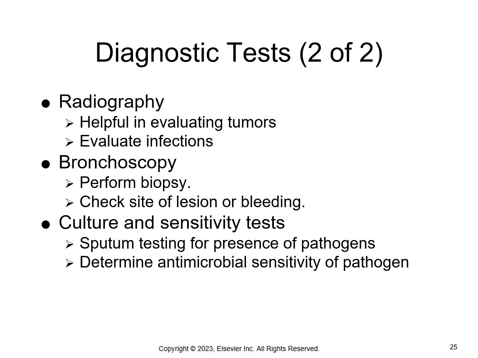Radiography or chest x-rays can be helpful to evaluate tumors or infections such as pneumonia or TB. Bronchoscopy can be used to perform a biopsy or check for the site of a lesion or bleeding. We also might have to use a bronchoscopy if someone has mucus plugs to help remove them sometimes. Culture and sensitivity tests on the exudate from the upper respiratory tract or the sputum help identify pathogens or assist with determining the correct treatment.